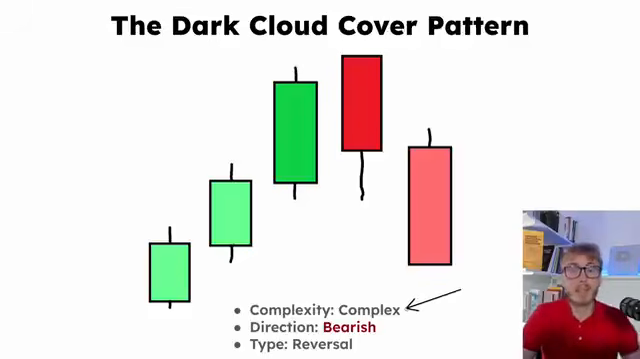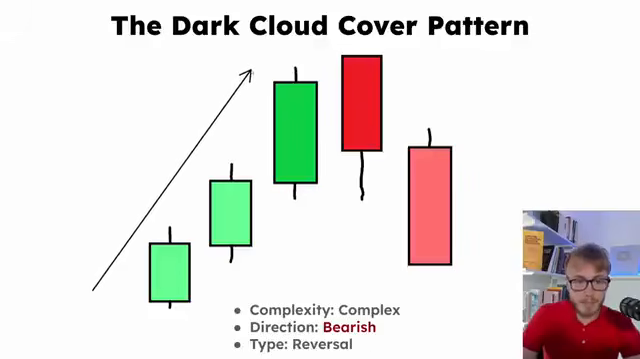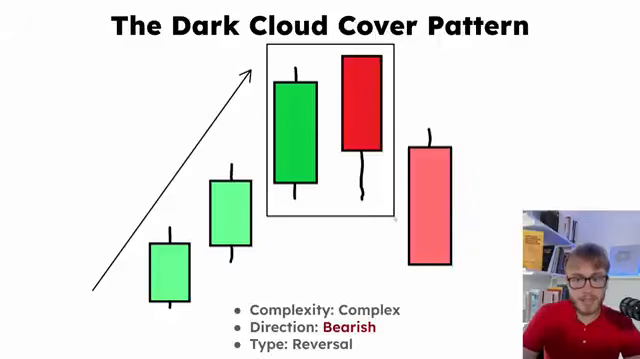This pattern is complex because it consists of 2 candles. The direction is bearish and the type is reversal. So before the pattern, we want to see an uptrend. These 2 candles right here are the actual pattern, and the goal of this pattern is to reverse the price down.